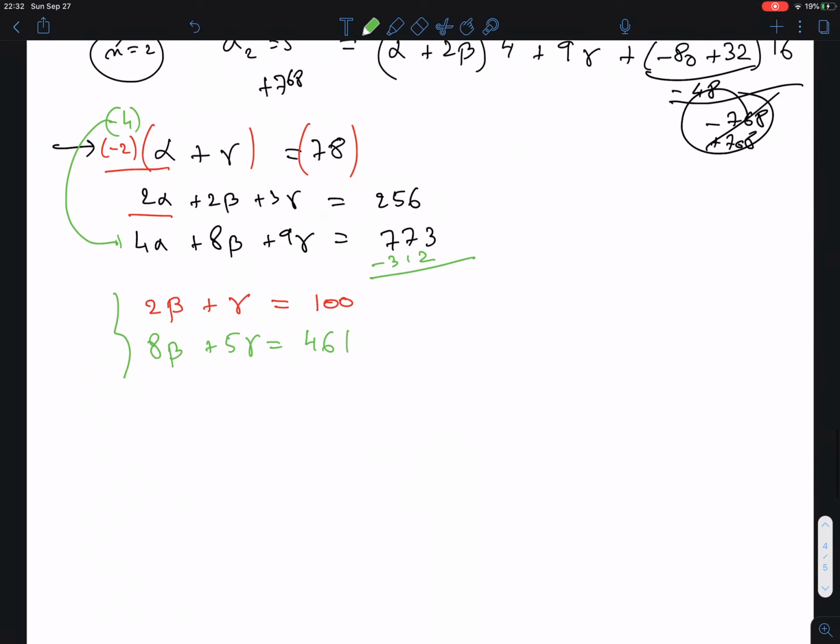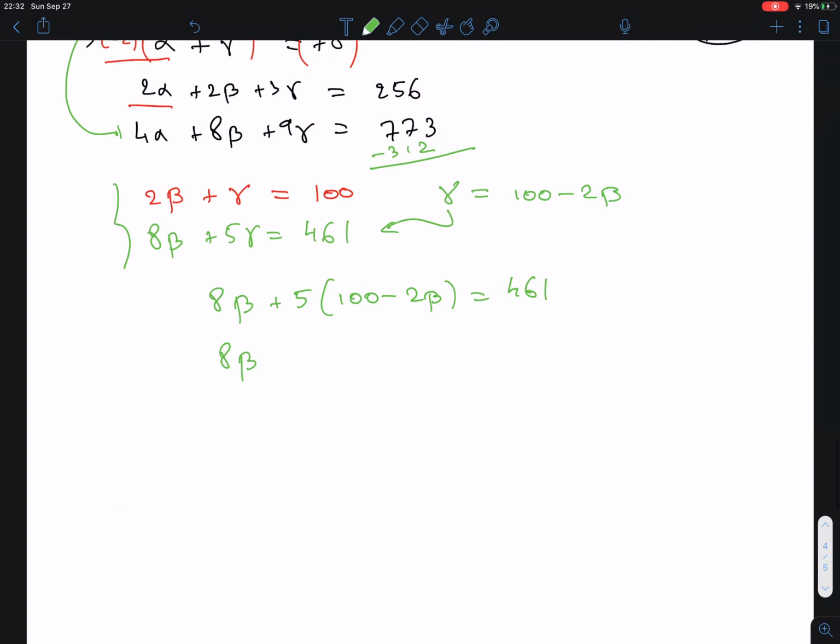We can solve for gamma, or we can also do elimination again, but let's solve for gamma. Gamma is 100 minus 2 beta, and we plug that in here. We get 8 beta plus 5 times 100 minus 2 beta is 461. So we get 8 beta plus 500 minus 10 beta is 461. And for some reason, again, this is not a nice number. At least they could have made these nice, but okay, it isn't. But the reason might be because I made a mistake somewhere again.